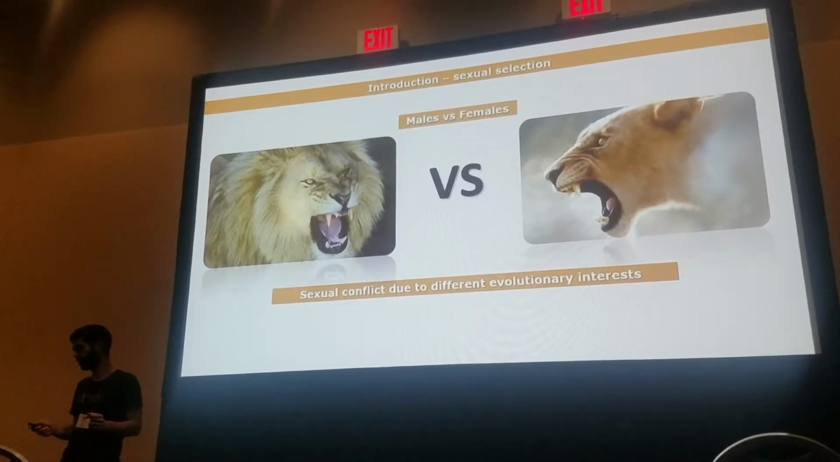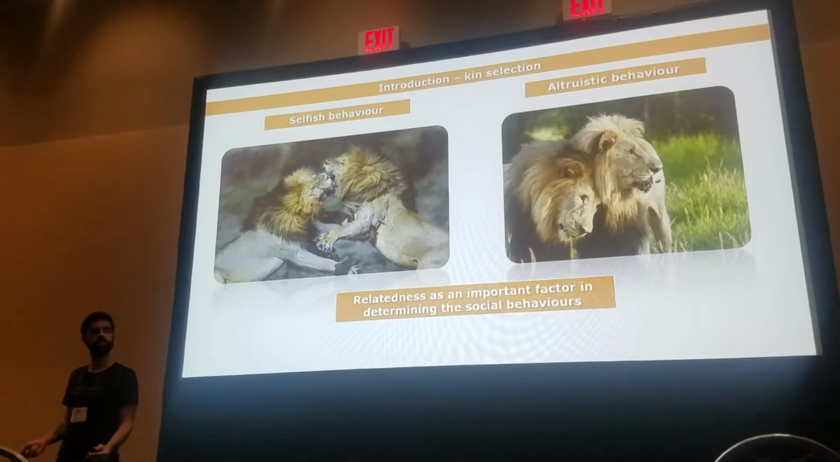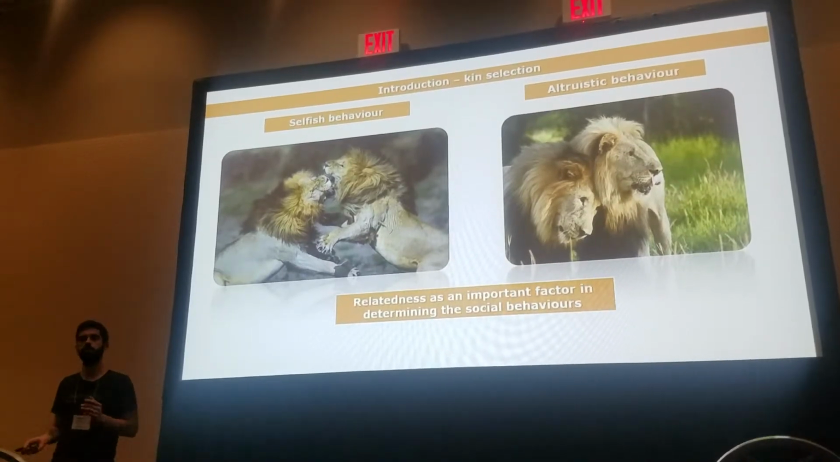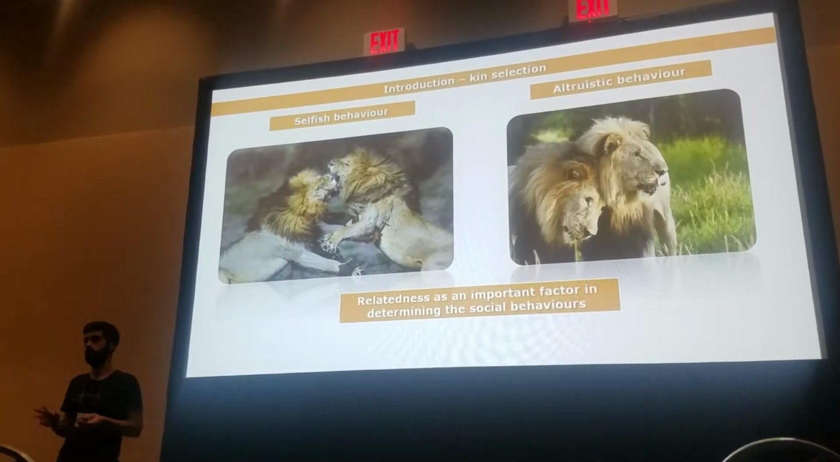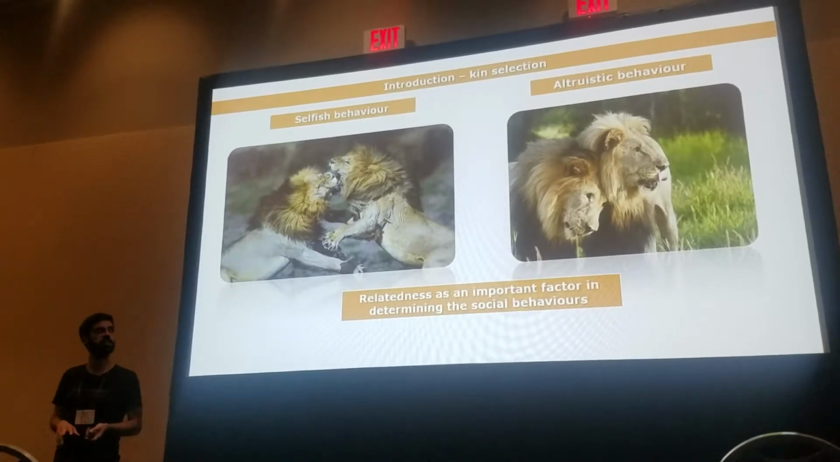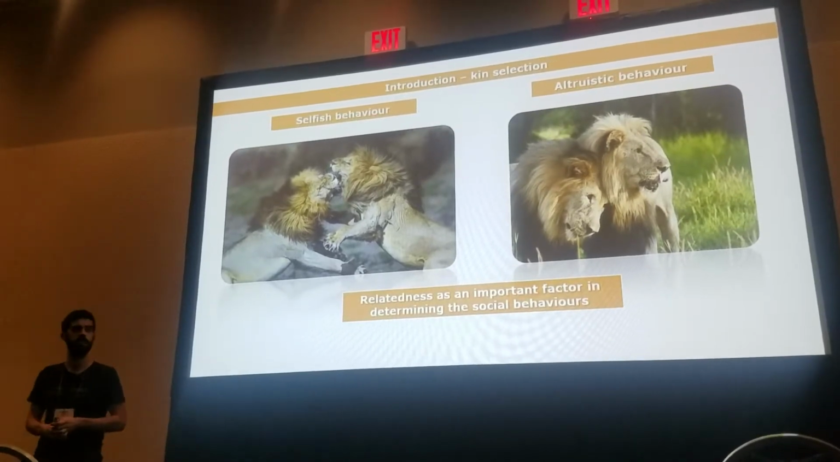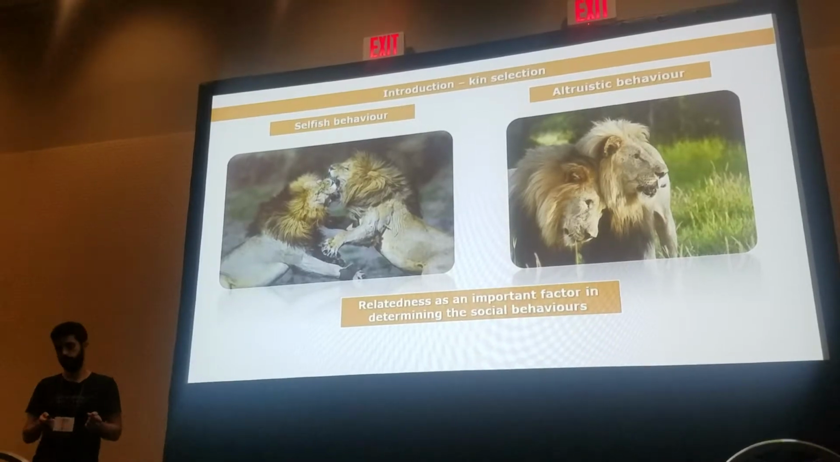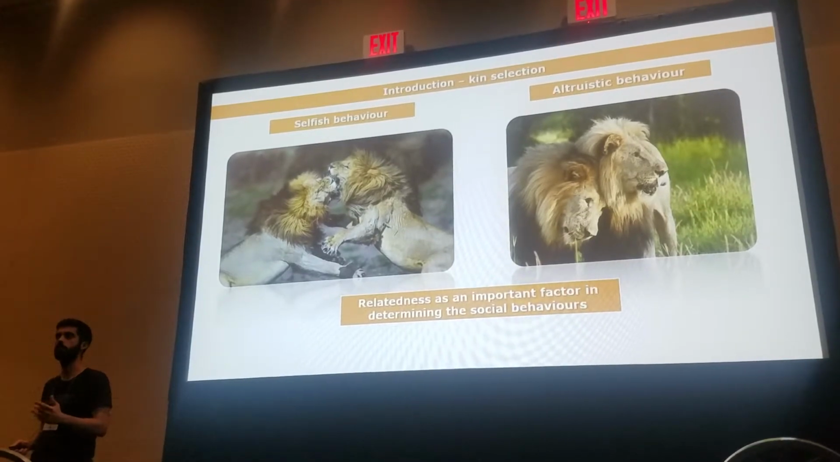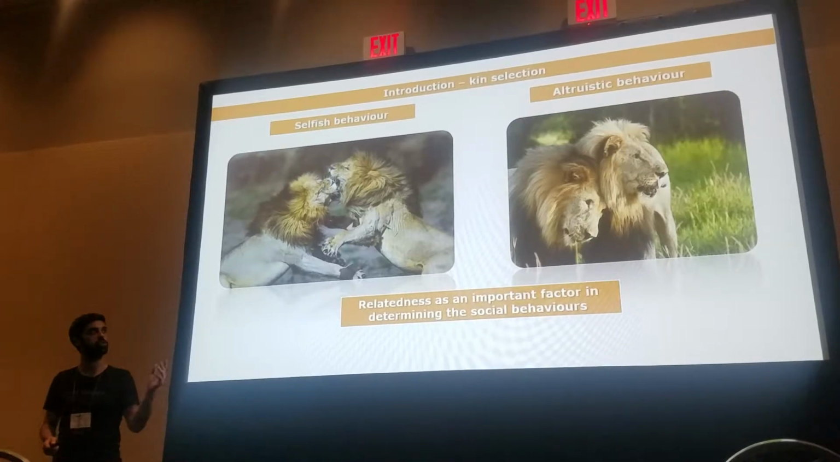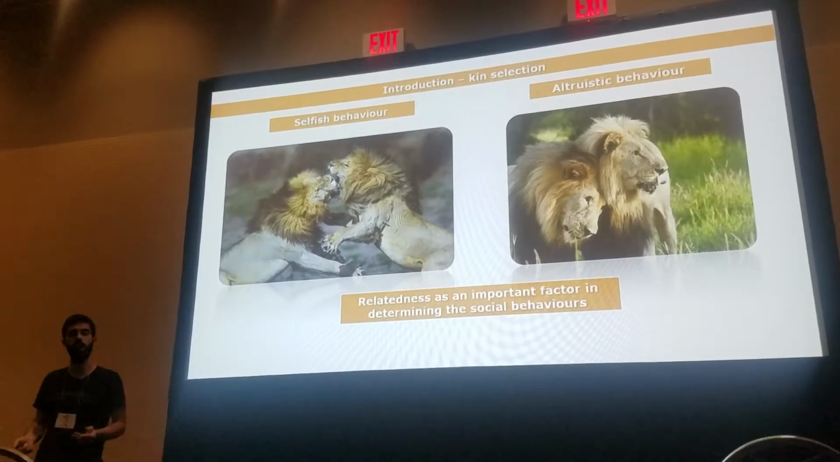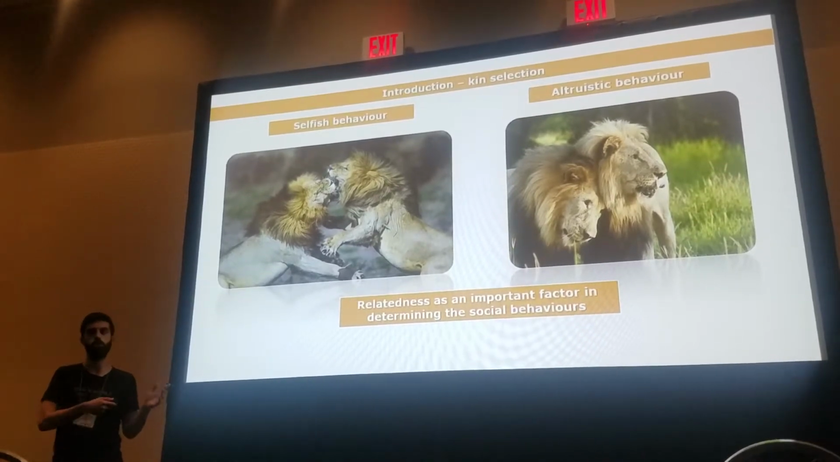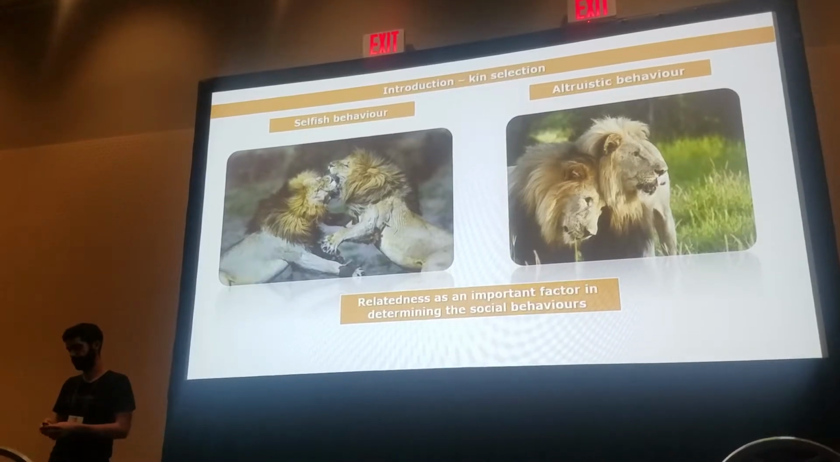that they mate with. One way to reduce evolutionary conflicts between individuals is through kin selection. So from the kin selection theory, we know that there are two big categories of behaviors: selfish behaviors and altruistic behaviors. And we know that the more individuals are related to each other, the more likely they are to manifest altruistic behaviors and less likely to show selfish behaviors.